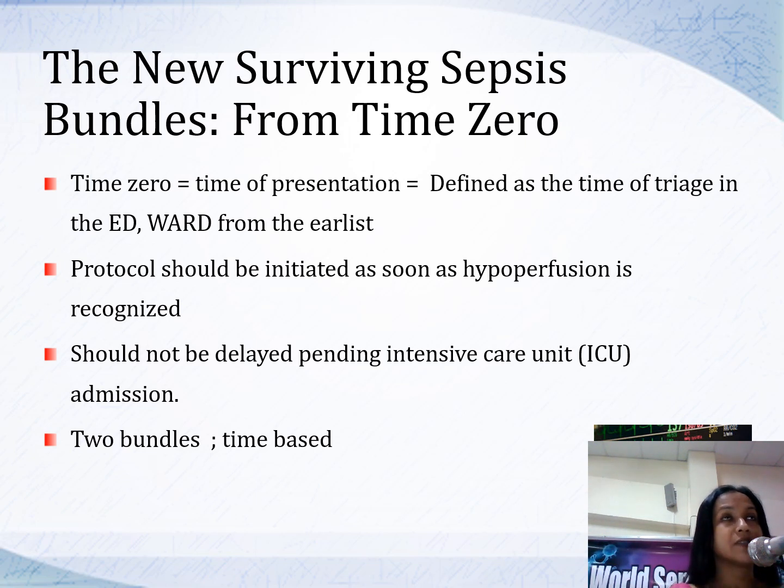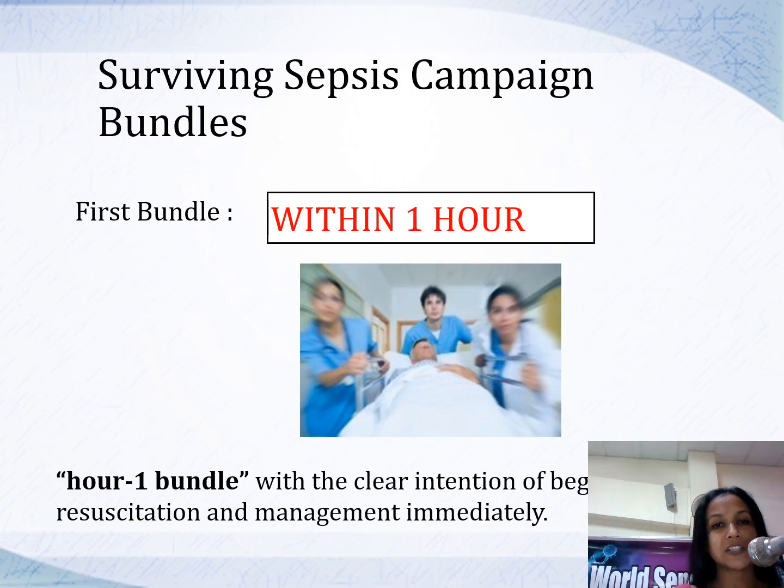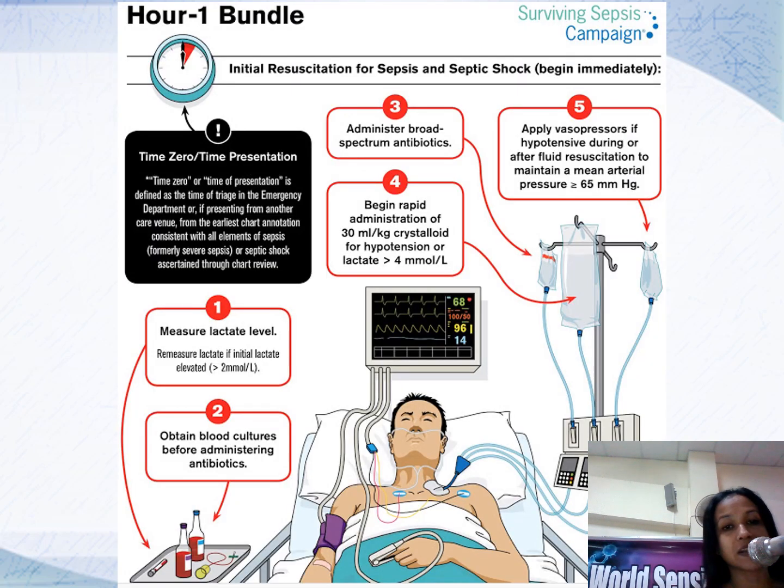There are 2 bundles. The first is the resuscitation bundle. The second is the maintenance bundle. The resuscitation bundle should be started within the first hour. There are 5 steps in the first bundle. 1 is measure the lactate level. If it's more than 2, you have to re-measure it with each intervention. 2, you have to take cultures, not just blood, but any culture. If you suspect where the focus is, you have to take the culture from that focus. And the culture should be taken prior to antibiotic administration.